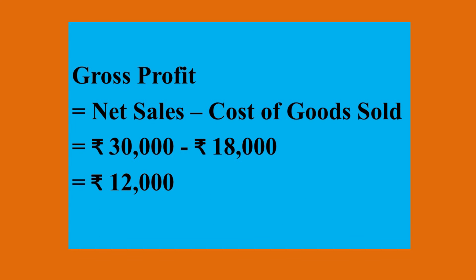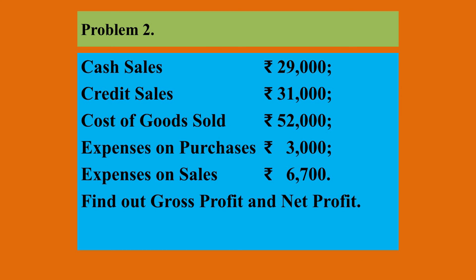We are also asked to find the gross profit. So the gross profit is net sales minus cost of goods sold. So that will give us 30,000 minus 18,000. Net sales is 30,000, cost of goods sold is 18,000. So the answer is 12,000. So 12,000 is your gross profit. Let us take a look at another small question.